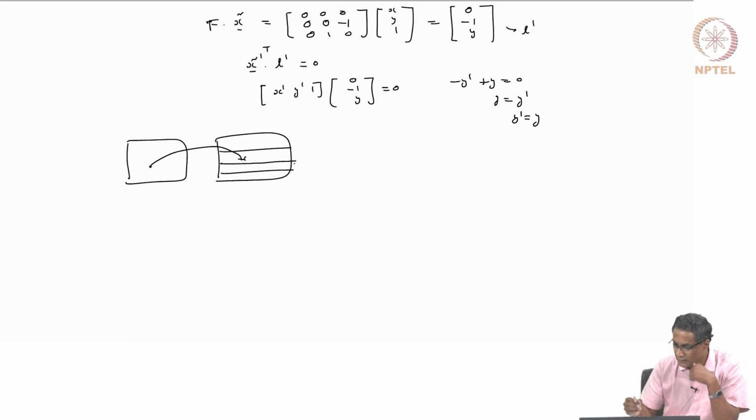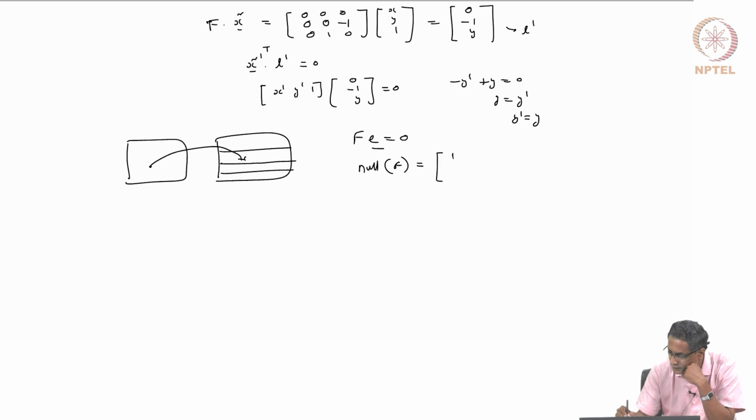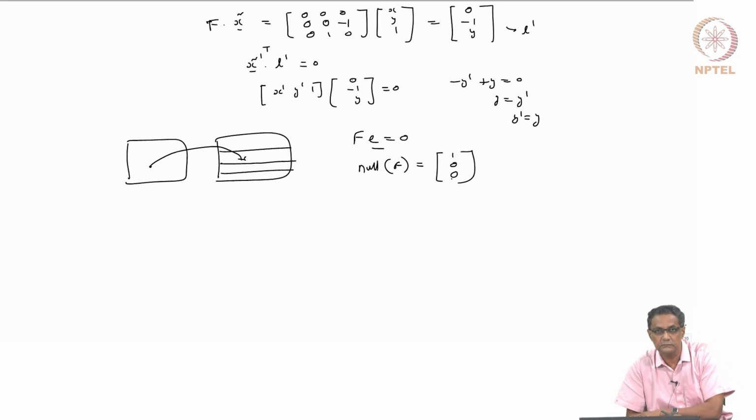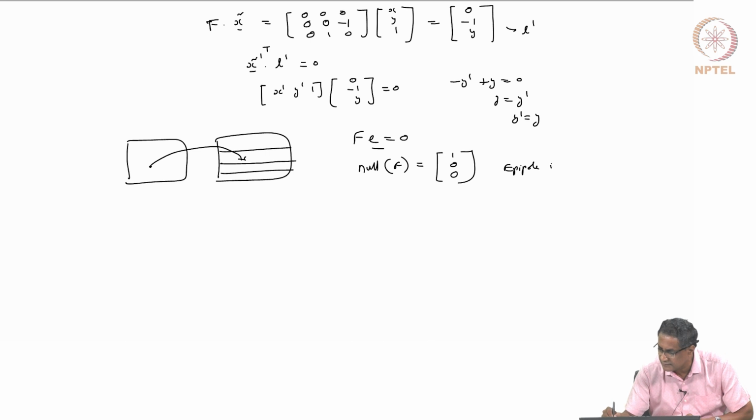Now you know that epipole E is such that Fe should be equal to 0, and it is straightforward to show that if you just use an SVD or something, then this null of F turns out to be 1 0 0. You can show that F times this is also 0, and if you do SVD, this is what you will get as your null. So which basically means that the epipole is at infinity.